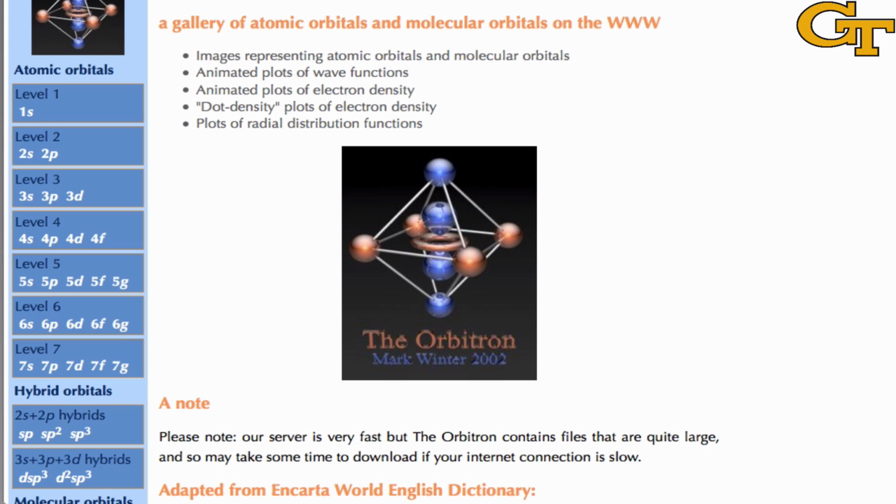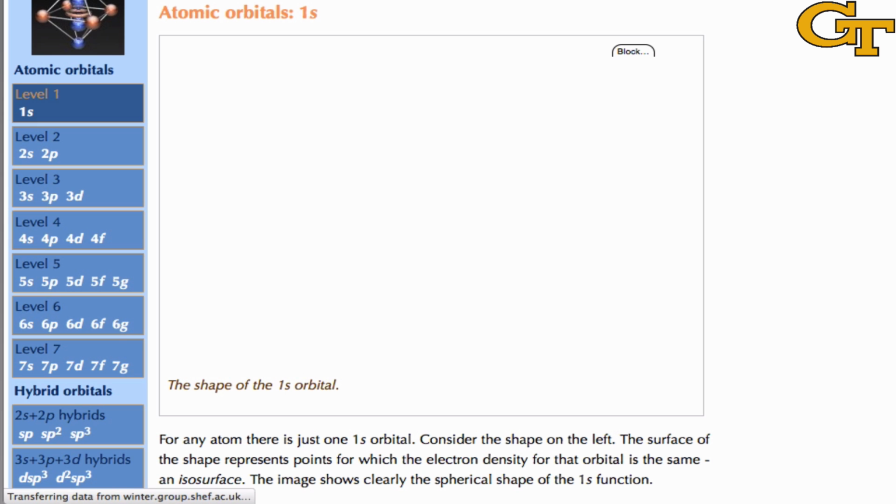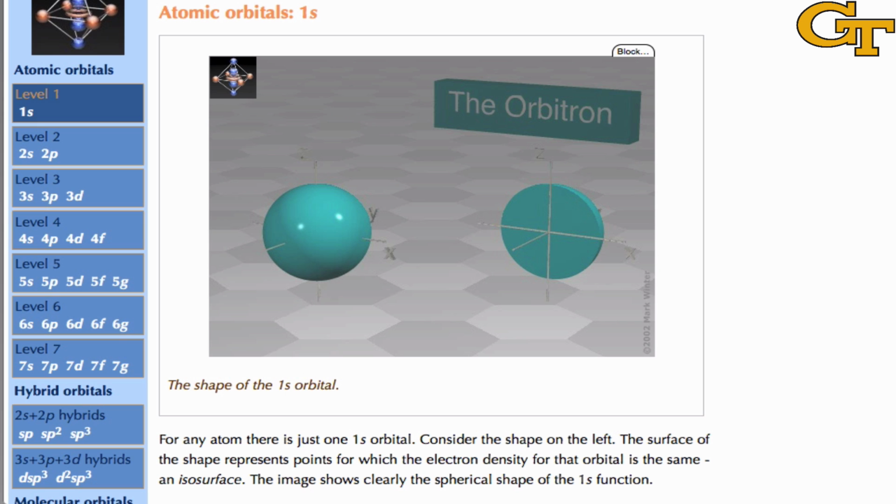To show you what orbital shapes look like, I've pulled up the Orbitron website, and this is a really nice resource that you can use to remind yourself of the shapes of atomic orbitals. So at energy level 1, at the bottommost level, we have the 1s orbital. And here you see it just essentially looks like a circle. Imagine that the atom is sitting at the origin of these axes, and the orbital shape looks like a circle.